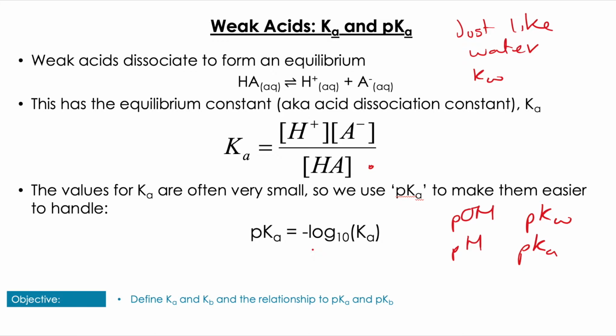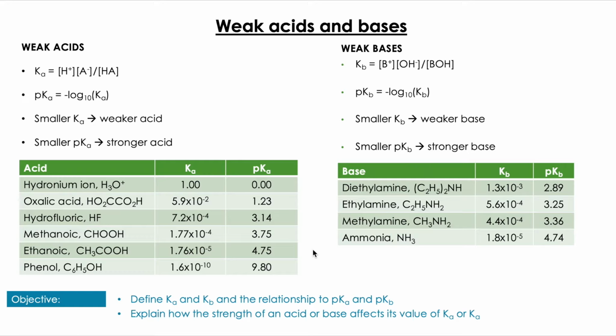Okay, let's just put these ideas alongside what it looks like with a base. So we can see that for bases, it's exactly the same. We have B plus OH minus divided by BOH. And to find our pKb is exactly the same. We take negative log. A smaller value of Ka or Kb indicates a weaker acid or base.